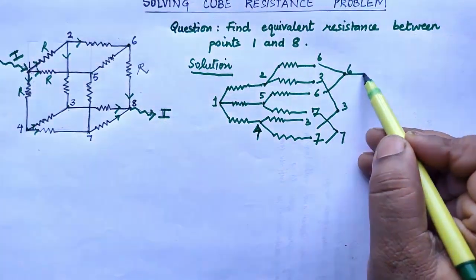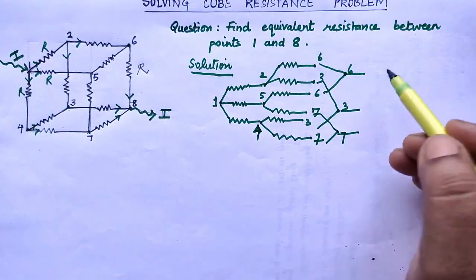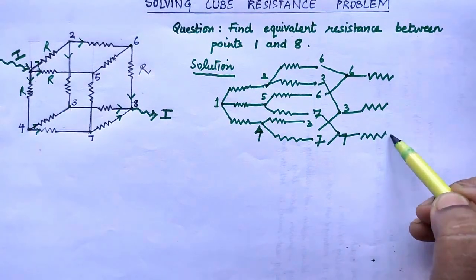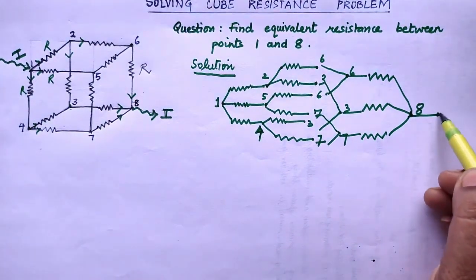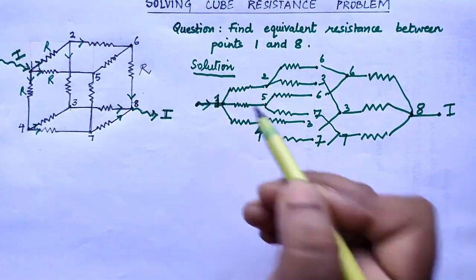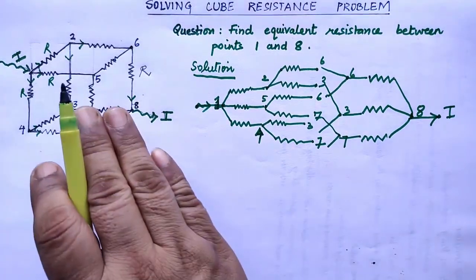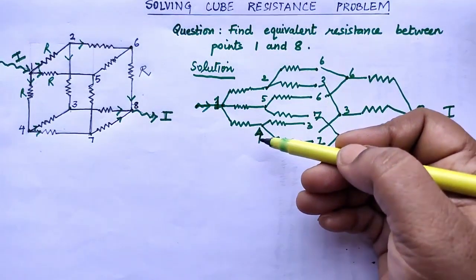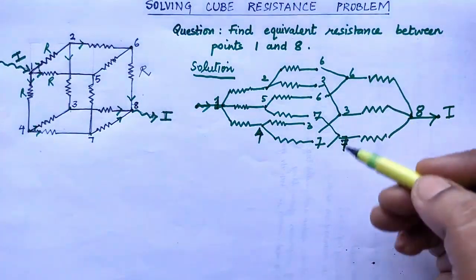Right? So now the current moves ahead, and from points 6, 3 and 7 there is just one path. So we will draw one resistance here, one path, and all of them meet at point 8 and the current goes out. Here the current is entering at point 1, and here it is moving out. So you can see I have drawn an equivalent circuit of this. Here points 2, 5, 4 are at the same potential, and points 6, 3 and 7 are at the same potential.